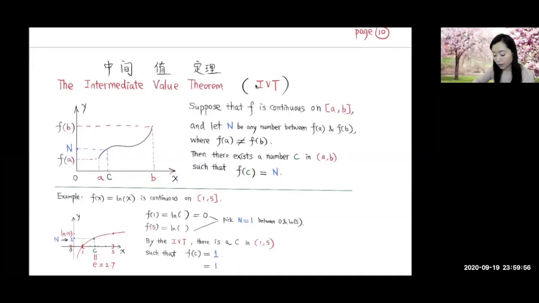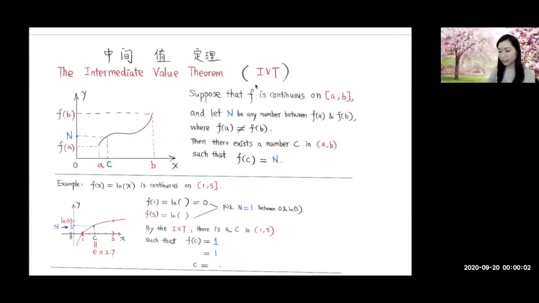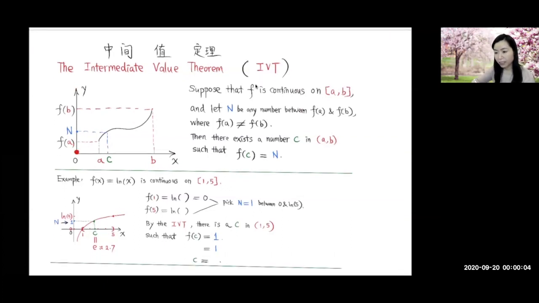Next, we're going to talk about the intermediate value theorem. We call that IVT. The intermediate value theorem, IVT. Okay. So first, take a look at this graph over here.